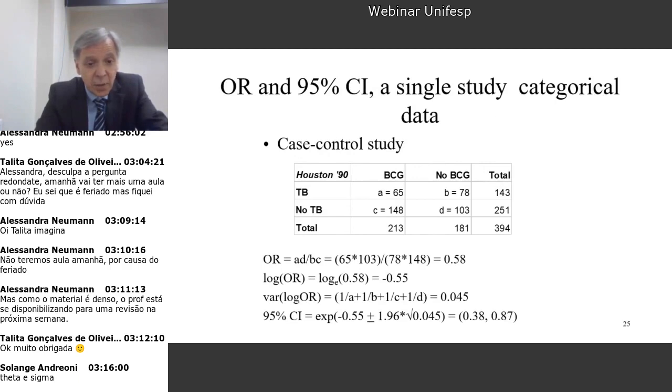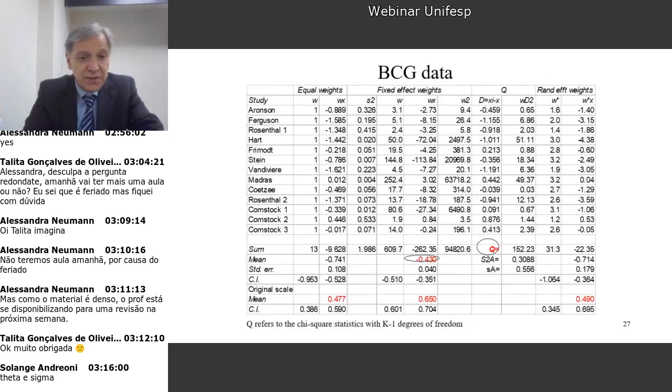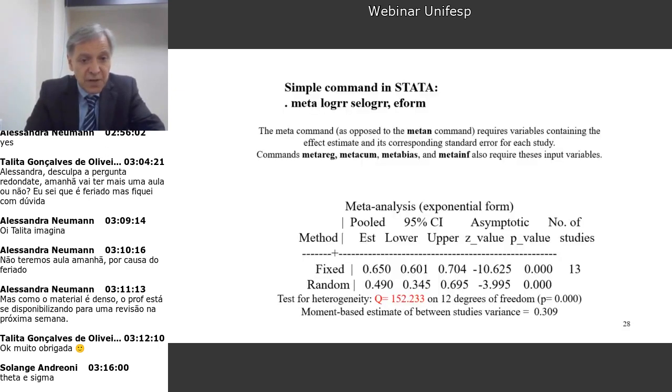Single study, odds ratio now, okay? And then you have the BCG data. So I'll show you examples. And here are the mean differences, the Q found, and everything is produced here. Okay, I'm going to give you a software. They started to do that.